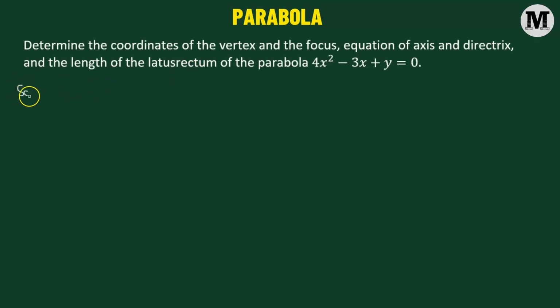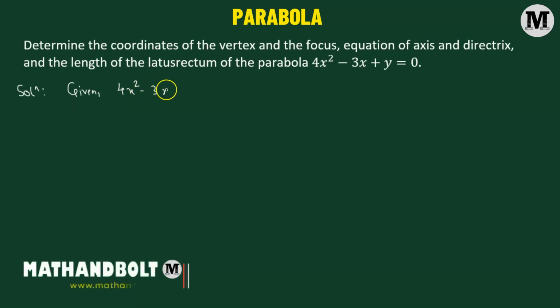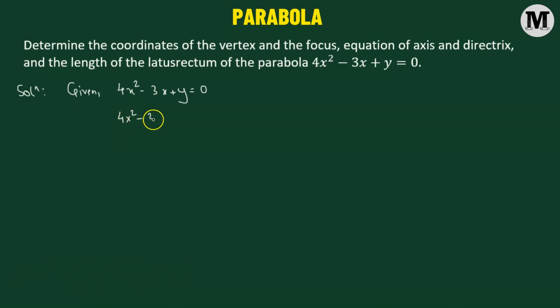Let us begin. So here what we'll do, we'll start with the given equation of the parabola. We have 4x squared minus 3x plus y equals to 0. So what we'll do, we'll keep the first two terms and then we're going to transpose the third term to the right hand side to get negative y.